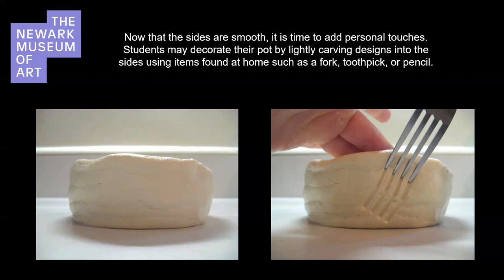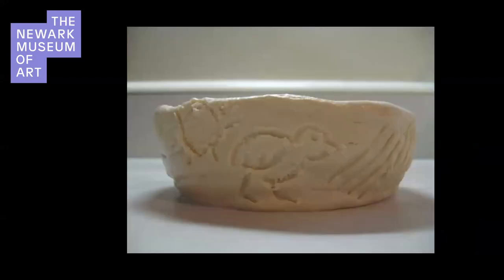Now that the sides are smooth, it is time to add personal touches. Students may decorate their pot by lightly carving designs into the sides using items found at home, such as a fork, toothpick, or pencil. After allowing your pot to dry for at least 24 hours, you may use non-toxic paint to add even more personal touches.